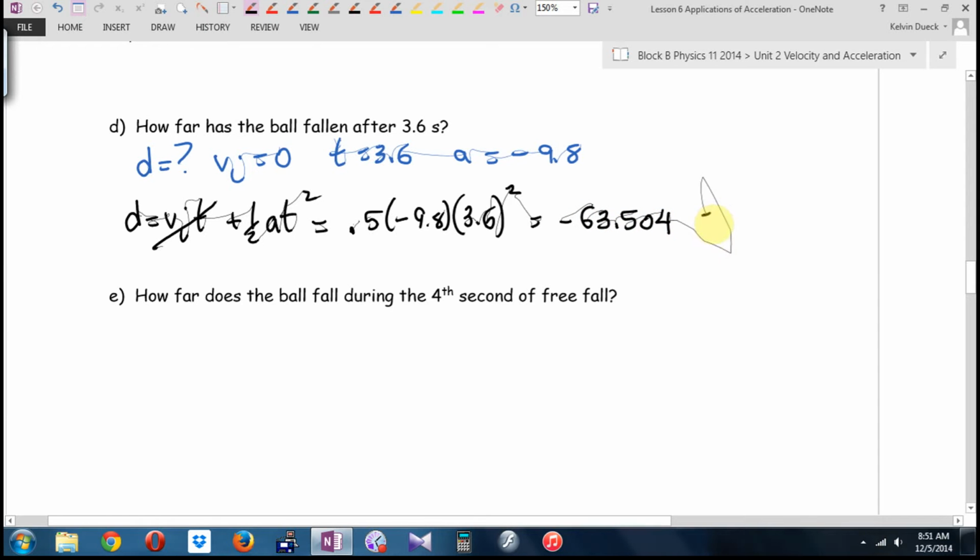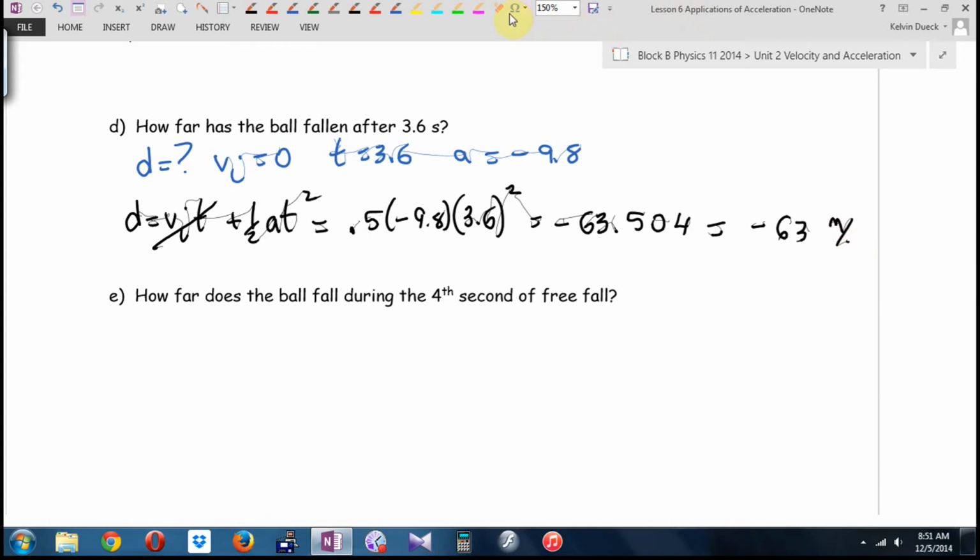63.504. So really, I should, whoop, I got to erase with using the mouse, Mr. Dueck. Whoa, that was crazy because it's all connected, I guess. Okay, negative 63 point what? 504, which would be to 2 sig figs, not meters per second, right? Just meters.